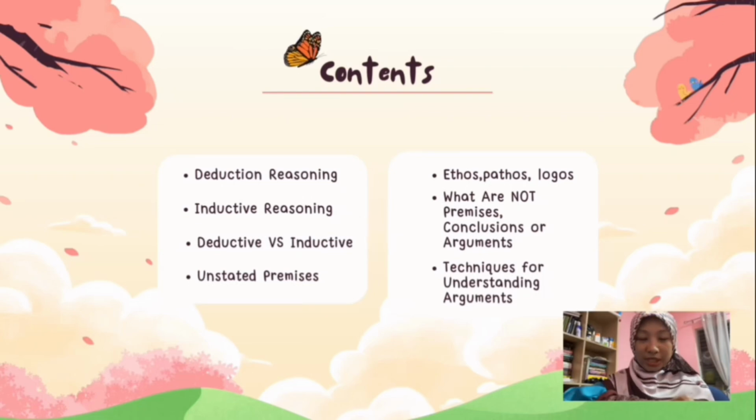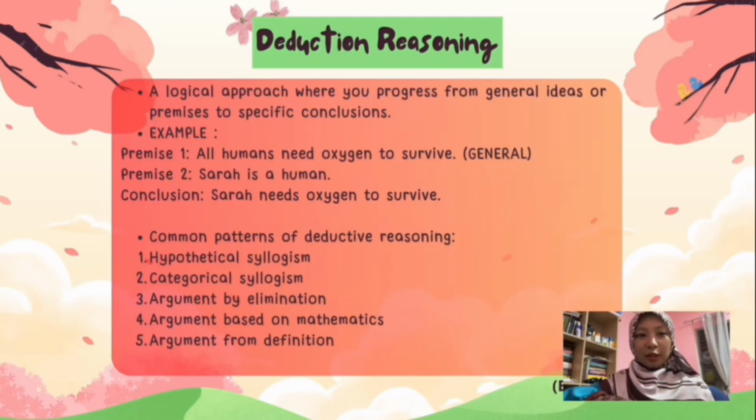I will start this presentation with deduction reasoning. What is deduction reasoning? Deduction reasoning is a logical approach where you progress from general ideas or premise to specific conclusions. For example, all humans need oxygen to survive. This is general premise. Sarah is a human. This is more specific premise. And Sarah needs oxygen to survive. This is the specific conclusions.